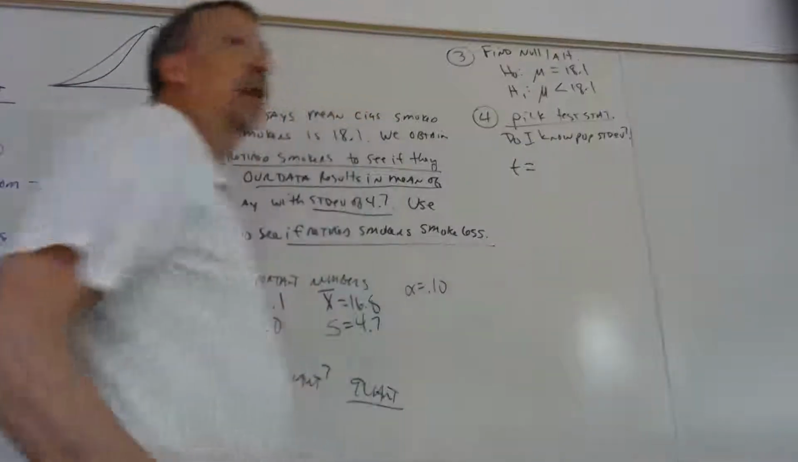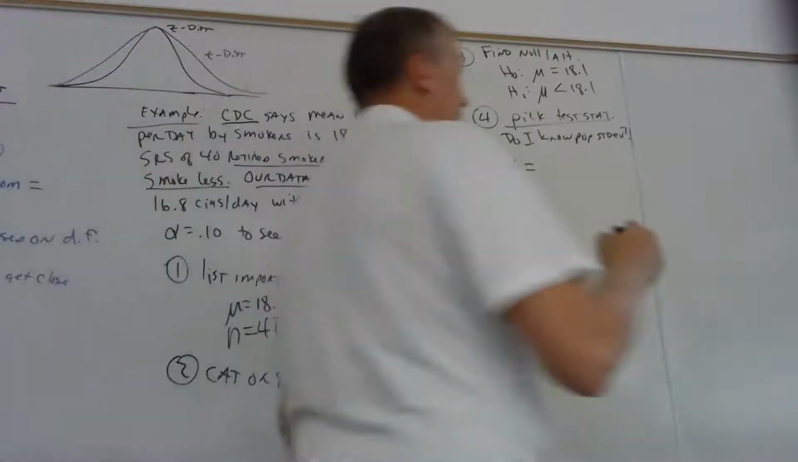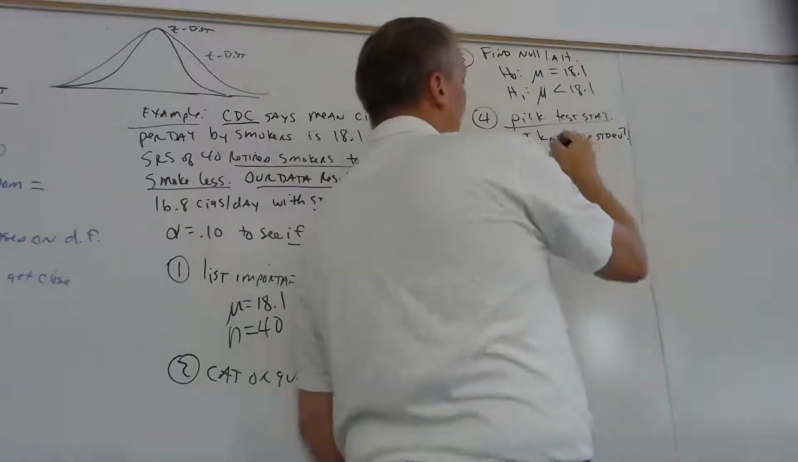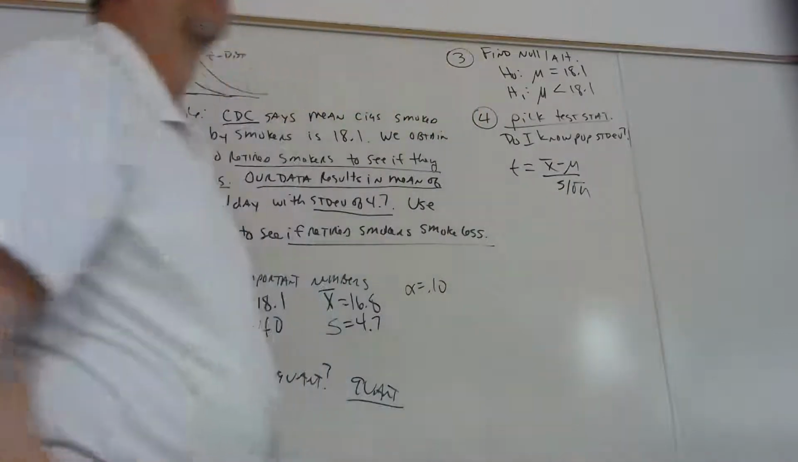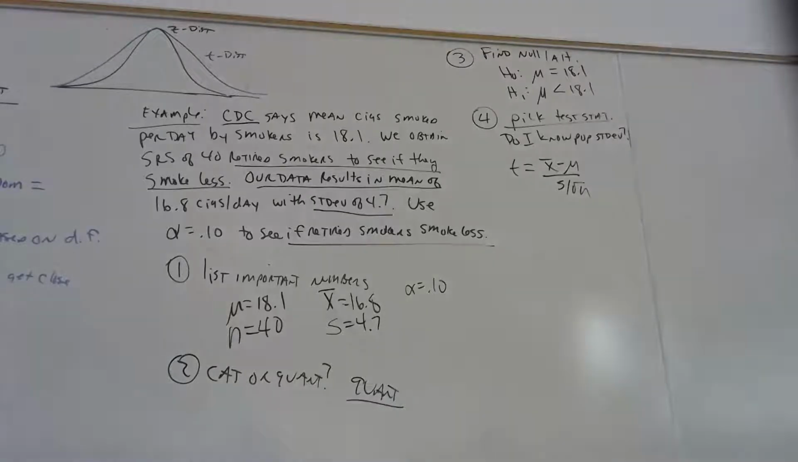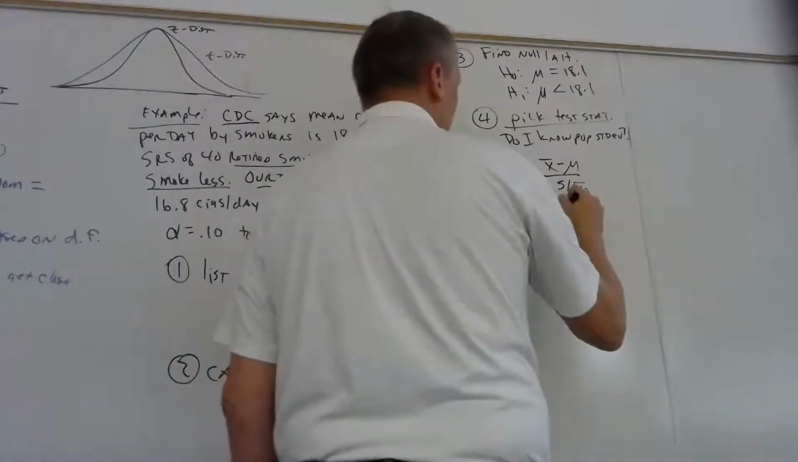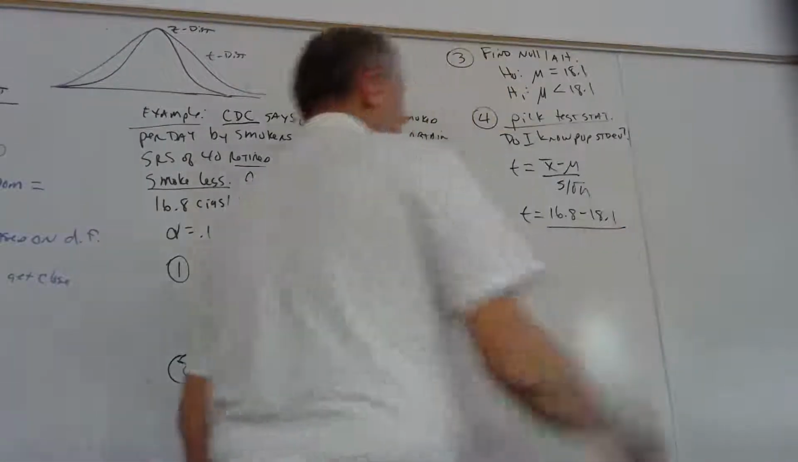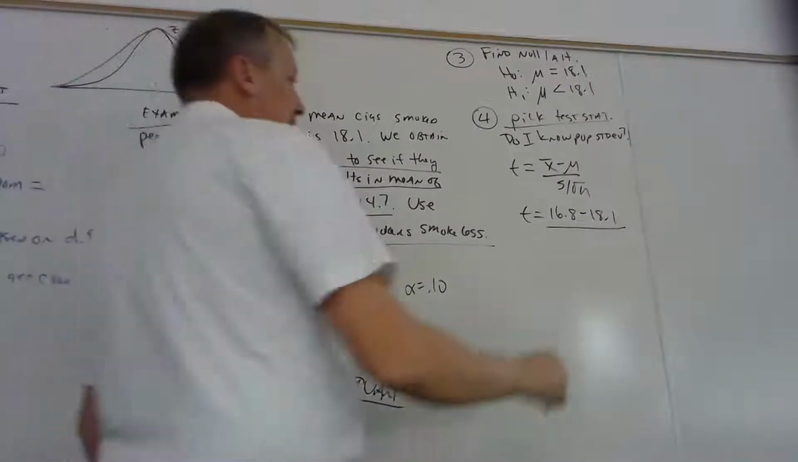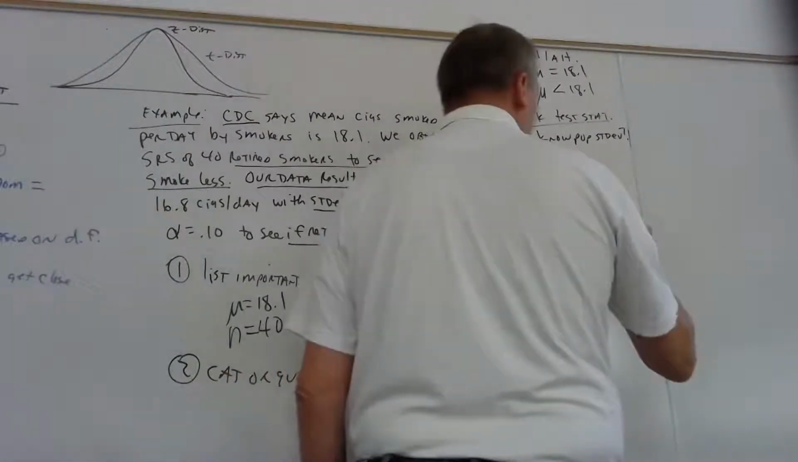And that equation is, for people at home who are watching, t equals x bar minus mu over s over the square root of n. So Emma, can you help me punch in those numbers? t equals 16.8 minus 18.1 over 4.7 over the square root of 40. Is this big enough?